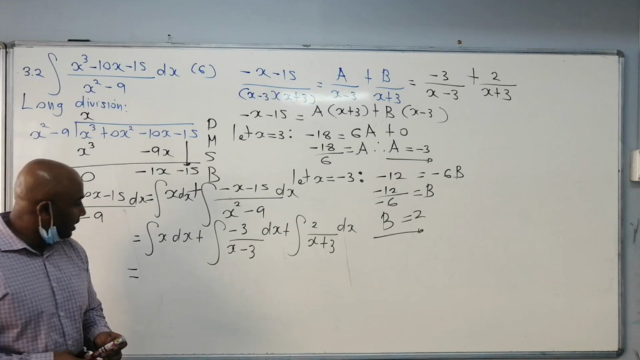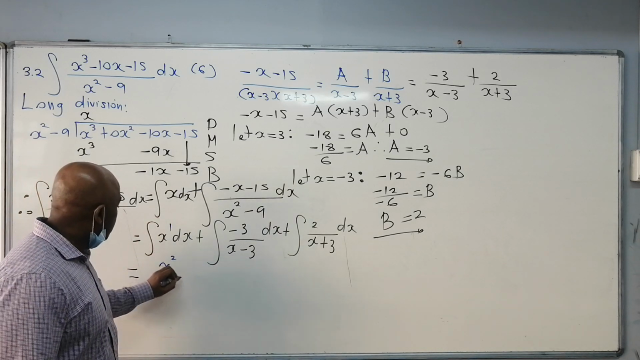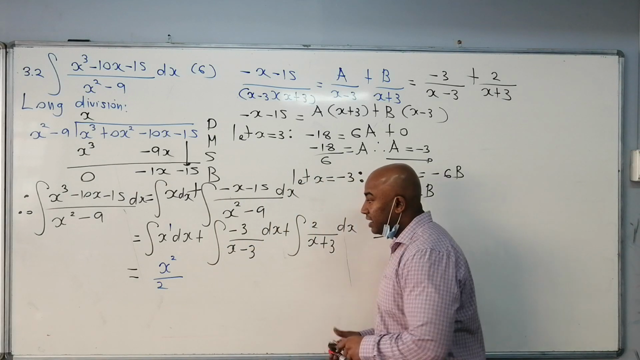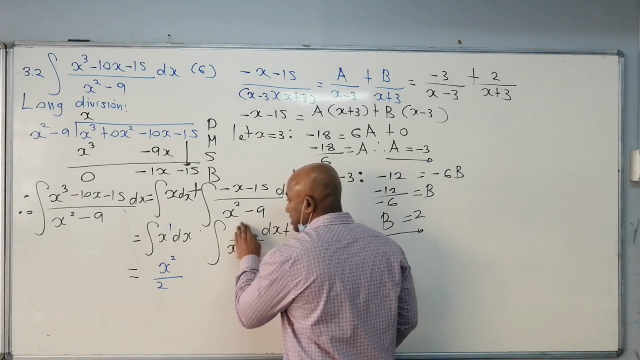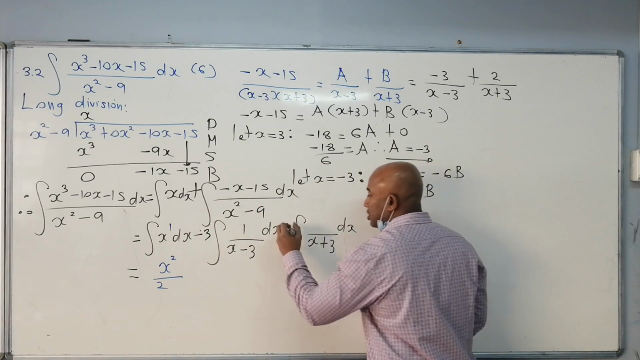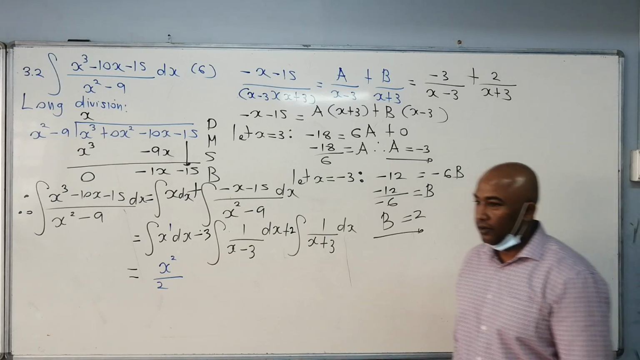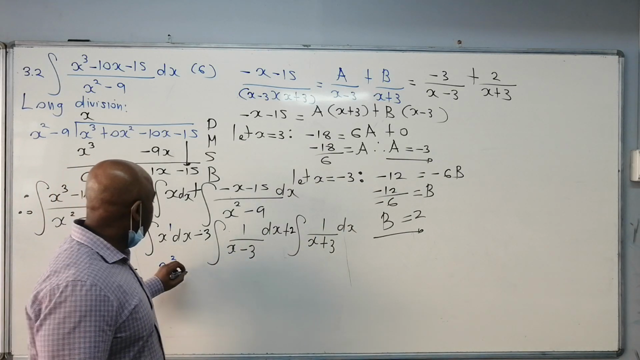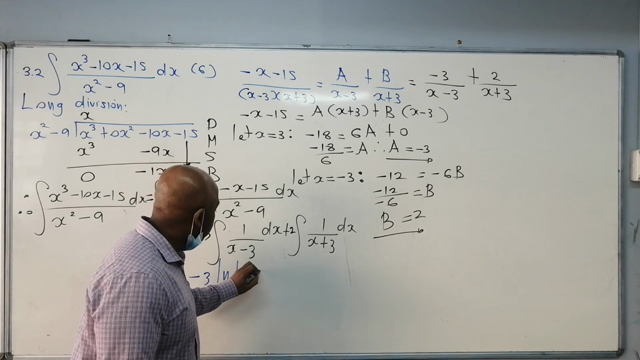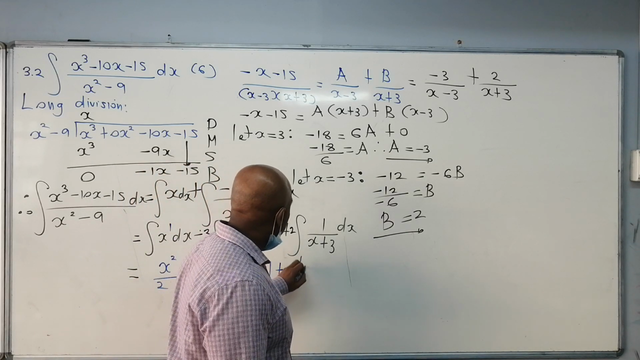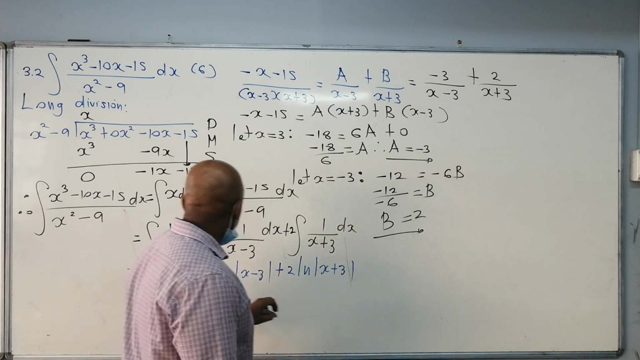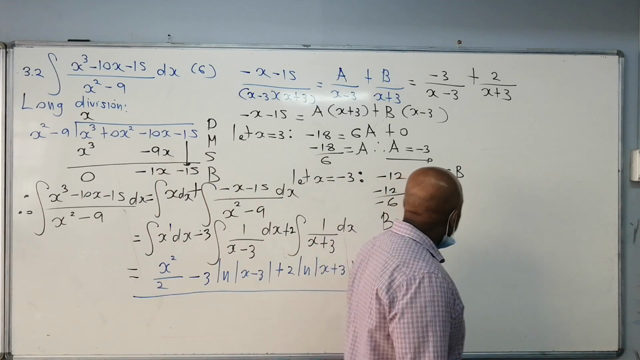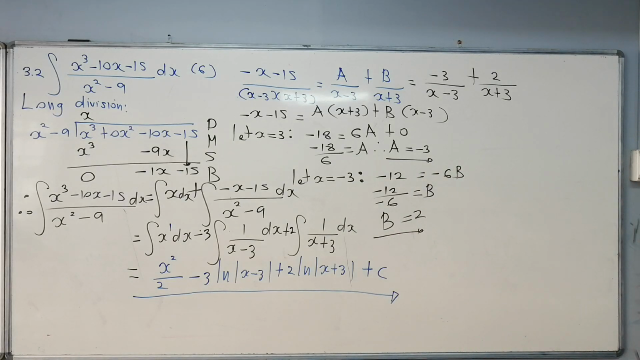So now, when I integrate x to the power 1, that's going to be x squared over 2. Here, exact derivative. You can see the numerator is an exact derivative of the denominator. What to do here is take this minus 3, write it as 1 there, take the 2, write it as 1 there. So that's going to be minus 3 ln absolute value of x minus 3 plus 2 ln absolute value of x plus 3. Then we got plus c. And that was our 6 marks for this one, 3.2.